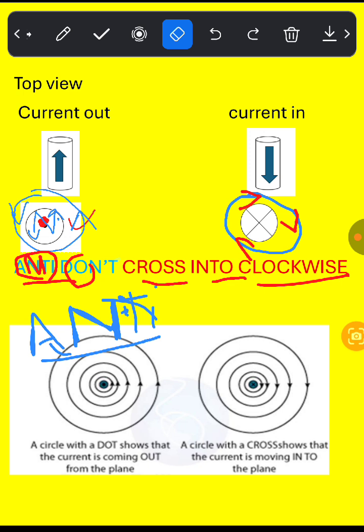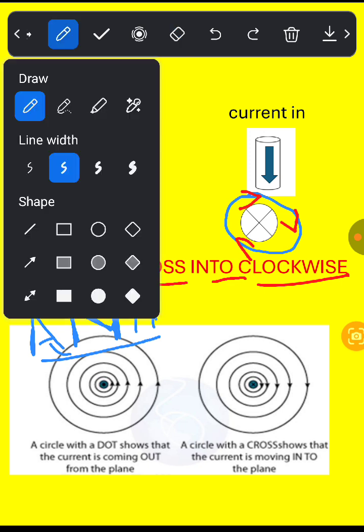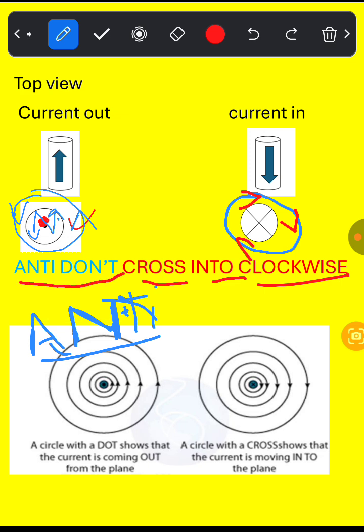Right. So this one is about having a dot, where the dot represents the current that is going out of the page. So when you have current going out of the page, the direction of magnetic field is anti-clockwise. Out, anti. And then going into the page, that is clockwise. Yes, that is clockwise.